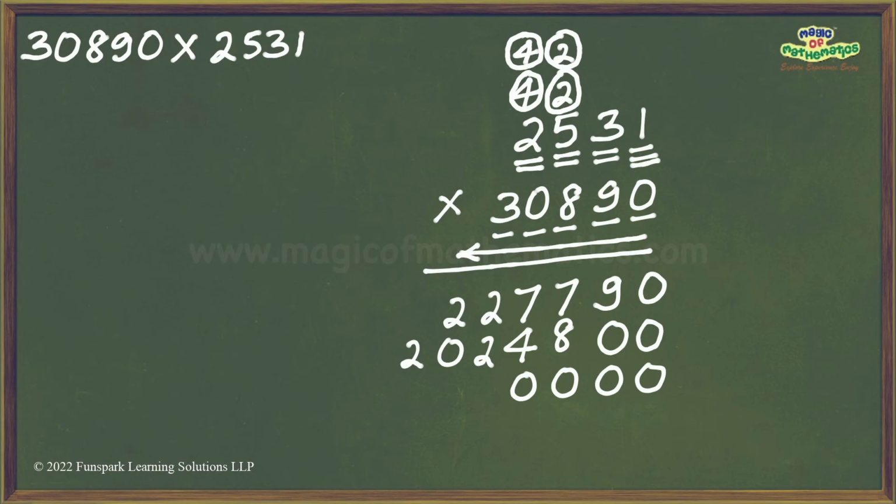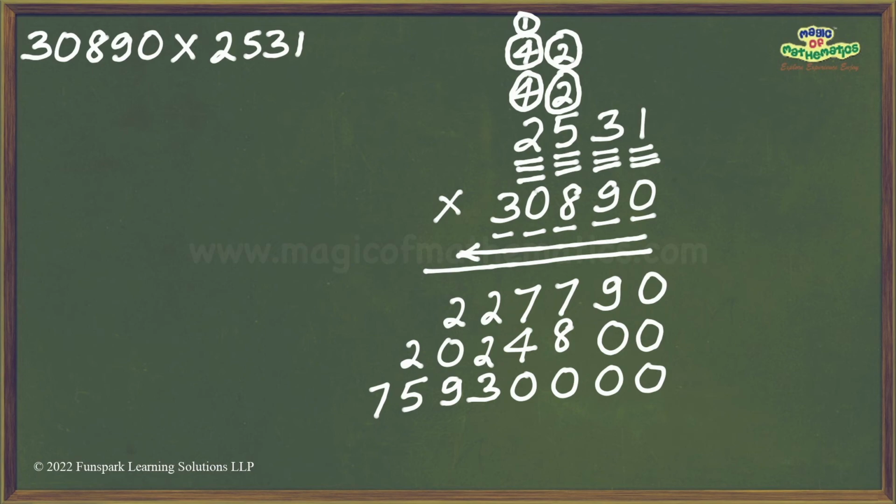3 times 1 is 3. 3 times 3 is 9. 3 times 5 is 15, I retain 5 and carry forward 1. 3 times 2 is 6, adding this 1, I get 7. And I'm done with the multiplications.